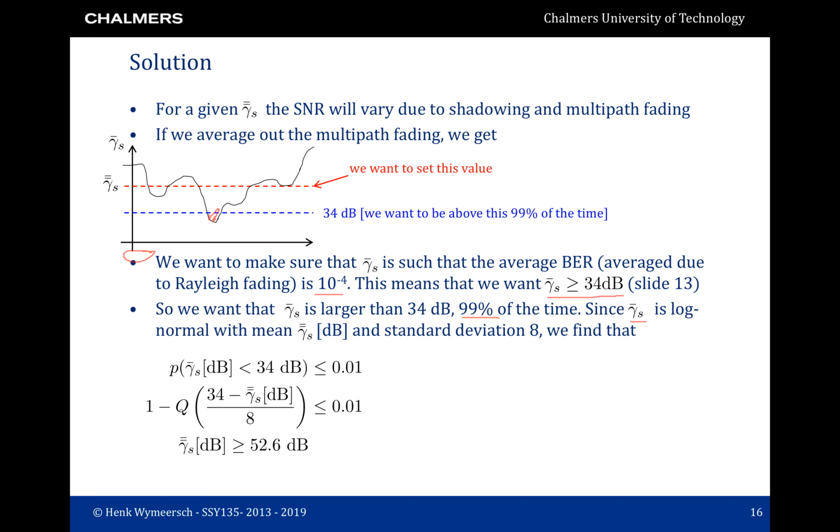We know that gamma bar S is log-normally distributed, with mean gamma bar SS in the dB domain and a standard deviation of 8. So in the end, what we require is the following expression to hold. We want the SNR after path loss and shadowing, gamma bar S in dB, to be less than 34 dB only less than 1% of the time. Since gamma bar S has a Gaussian distribution in dB, we then find, after some straightforward math, that gamma bar SS in the dB domain should be more than 52.6 dB. So this tells us something for a given distance, how much transmit power, for instance, we should use.